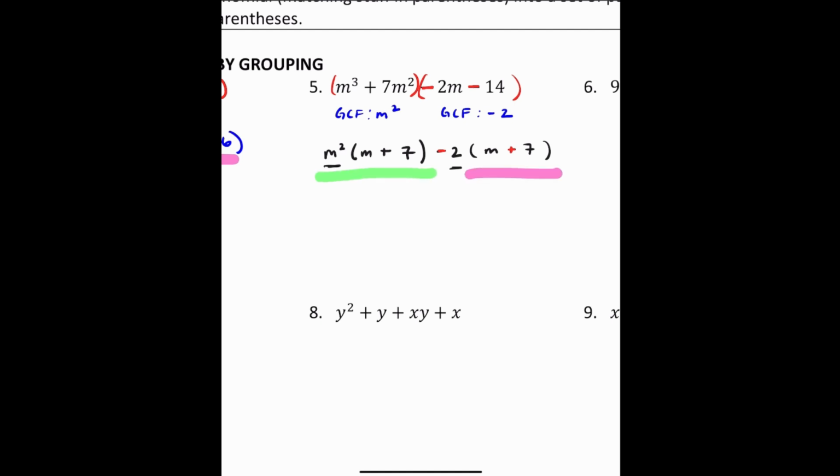So what do they have in common? They have an m plus 7, right? So we're basically going to factor the m plus 7 out, and then we're going to multiply by what's left over, and that would be m squared minus 2. And there you go.